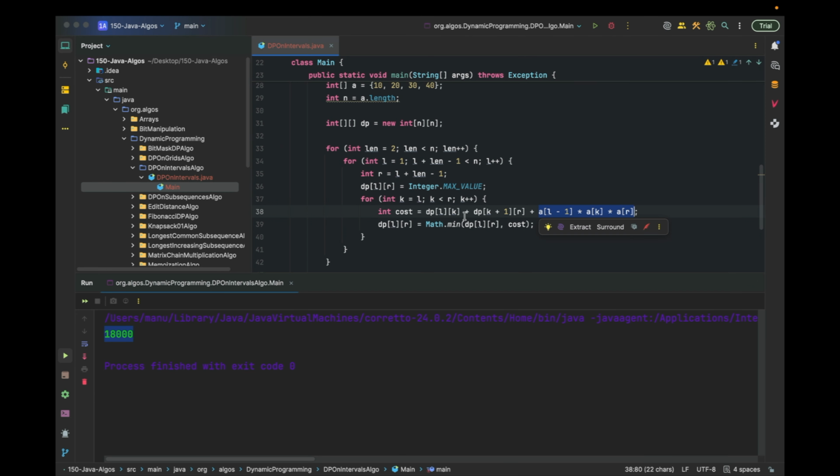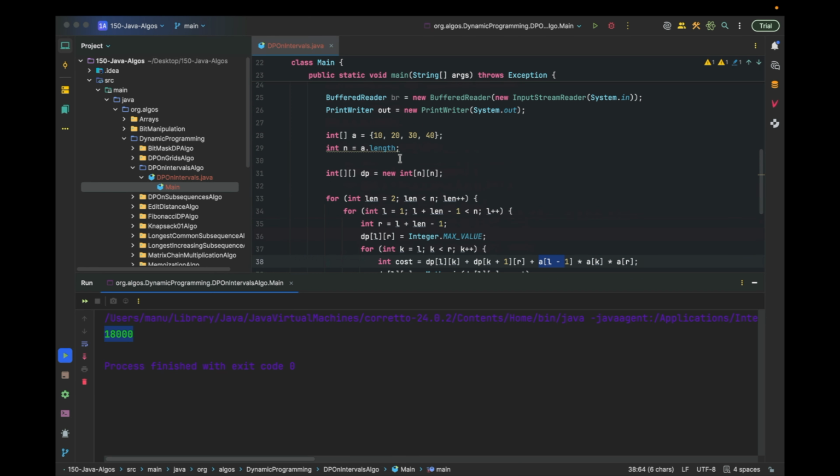On the left side, we get dp of L K, which is 6,000, and dp of k plus 1 to R, which is 12,000. So we have to sum up both at the end. 6,000 plus 12,000 leads to 18,000, right? So 18,000 will be the output. We are getting the desired output here, right?